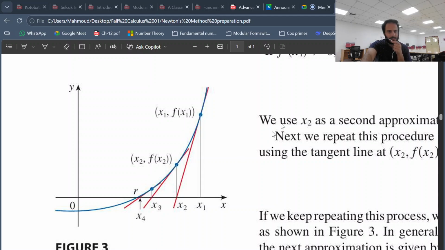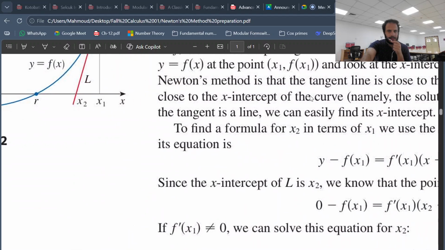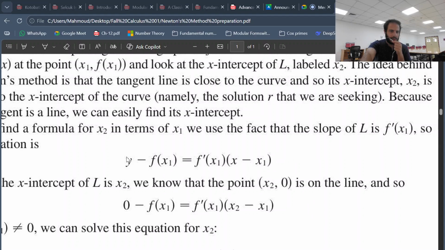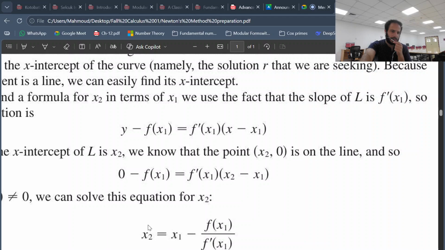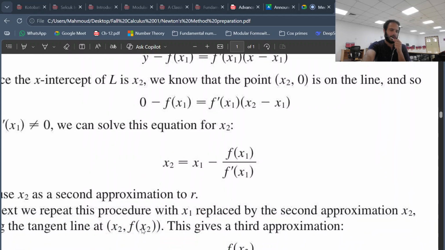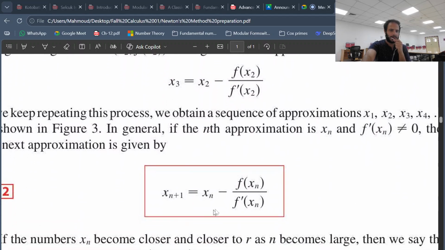But what's the formula for this? You find it like this. First you find the equation of the tangent, then you substitute y is 0, the x-intercept, and solve the equation. You get the formula x2 equals x1 minus f(x1) over f'(x1). If you repeat the same step with x2, you get x3 equals x2 minus f(x2) over f'(x2). So in general you have this formula. Are you good with this? Yes, thank you. You're welcome.